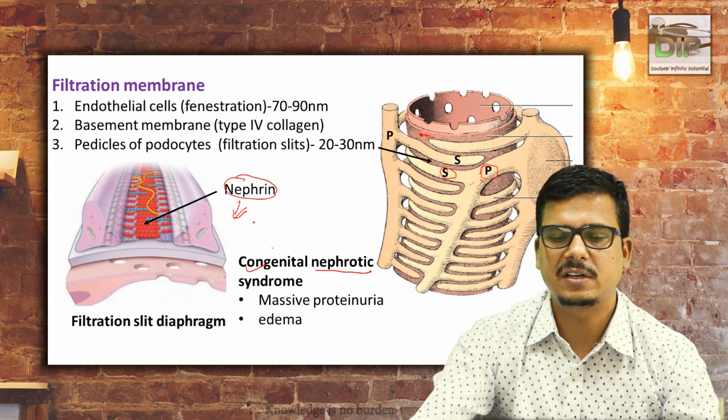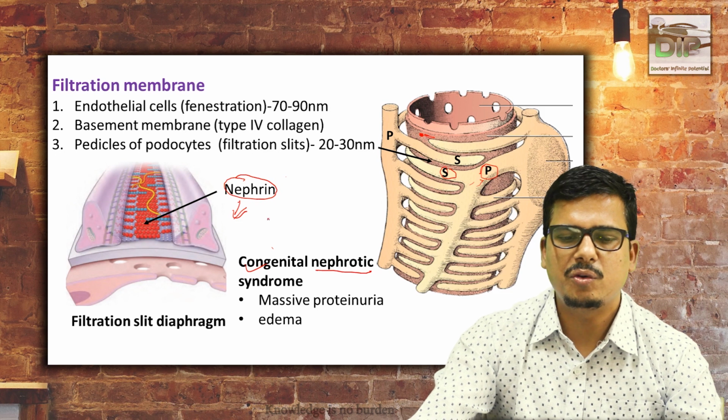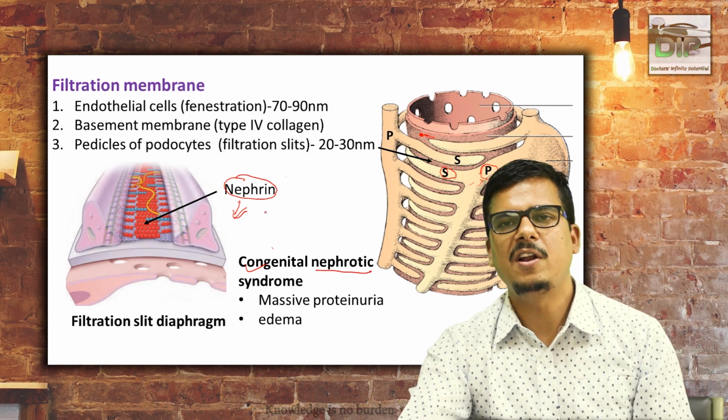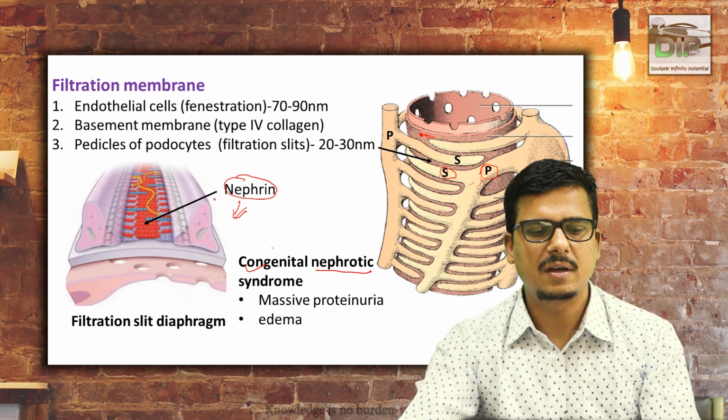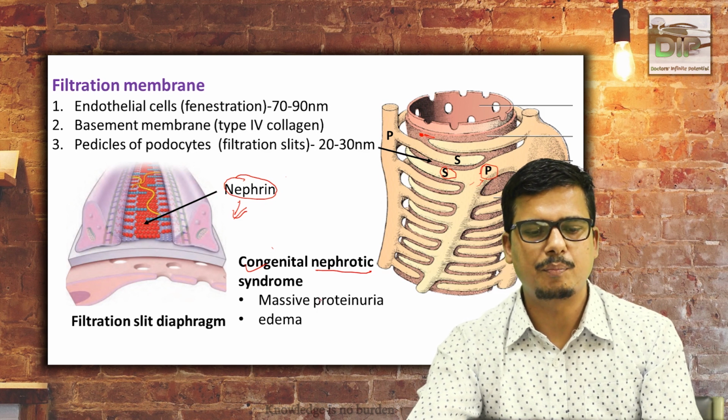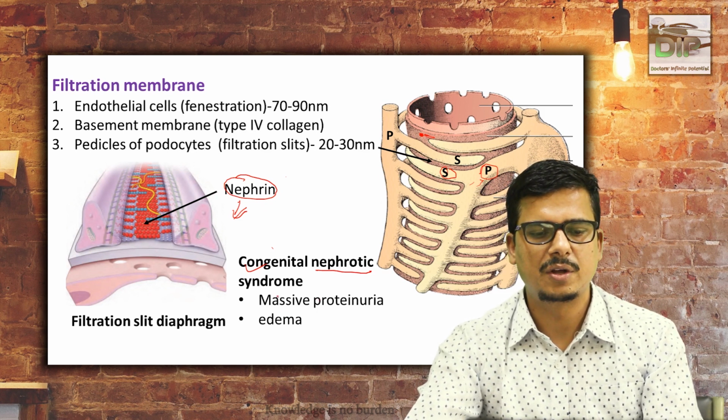So there is a defect in the filtration, so that the molecules which are not supposed to be filtered through the glomerular membrane also get filtered. That's why there is proteinuria and edema also.